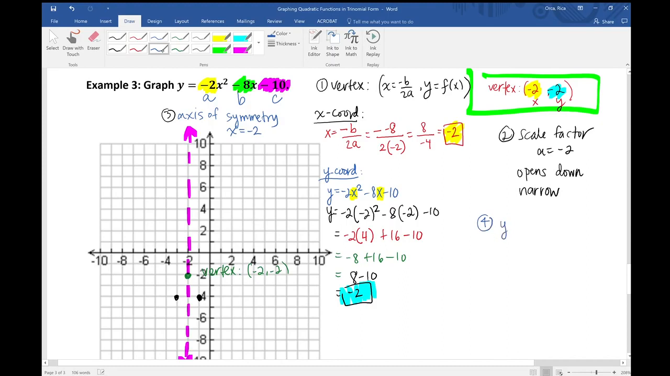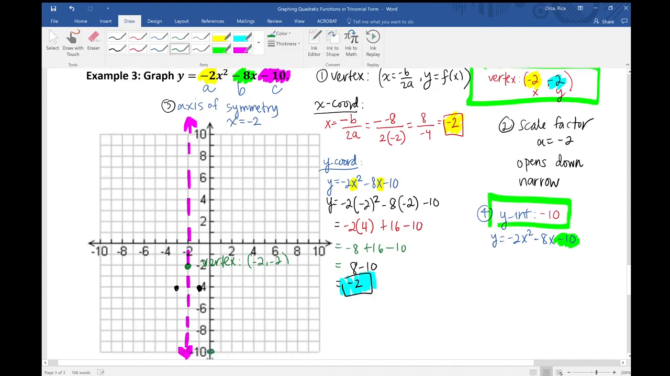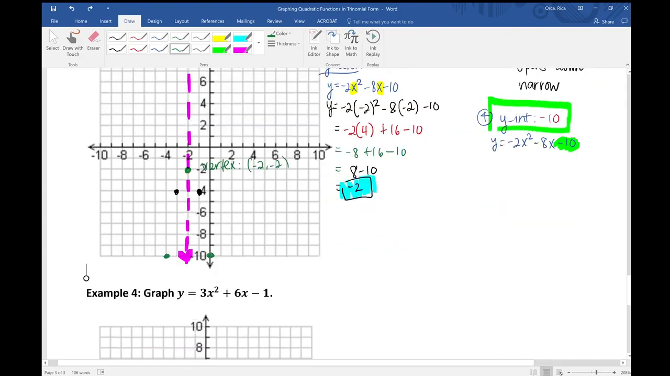Step 4 is identifying the y-intercept. So rewrite the problem and identify the y-intercept. The y-intercept is just the c value. And that's negative 10. Let's plot it. And since our y-intercept is 2 units away from our axis of symmetry, we know that its reflection will also be 2 units away.